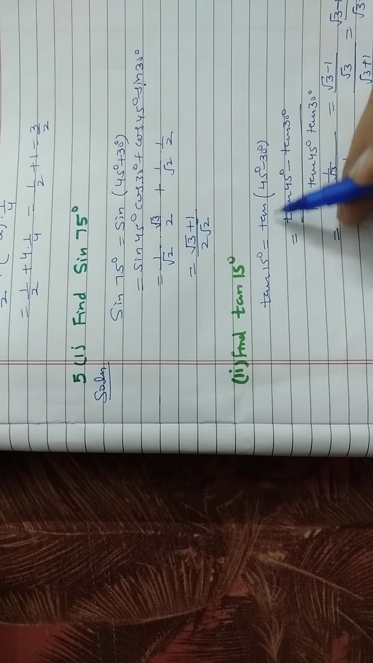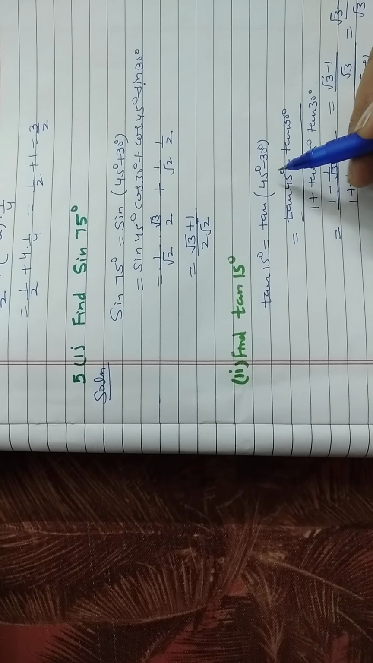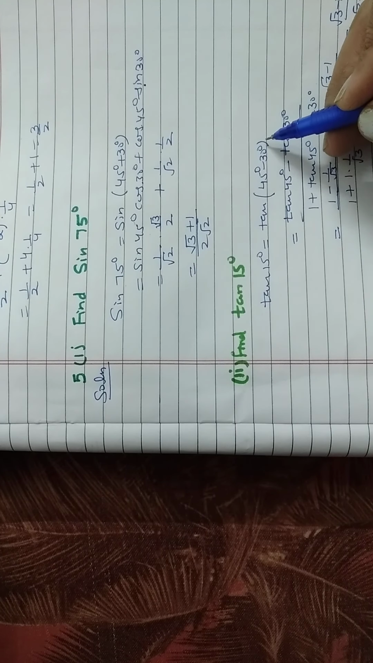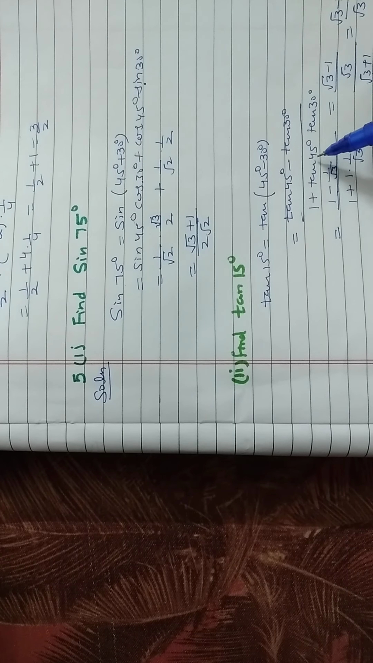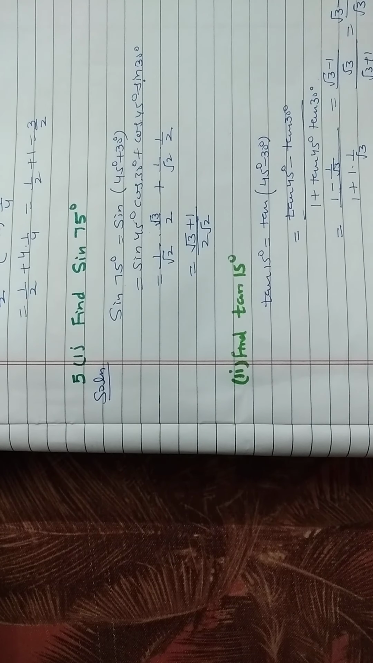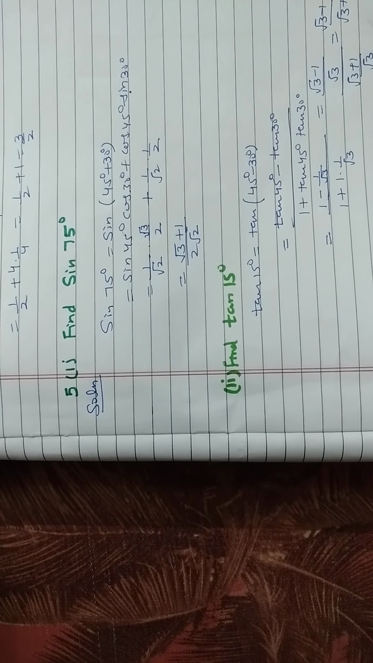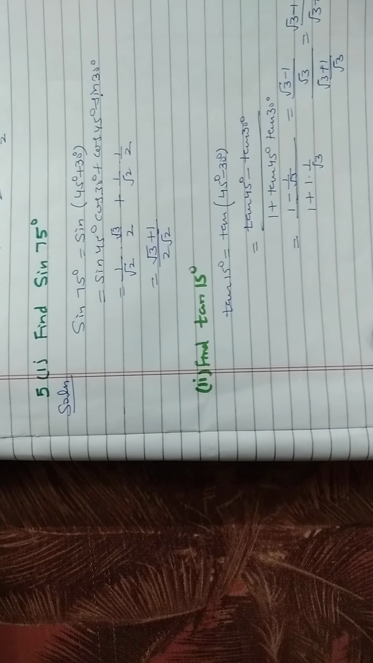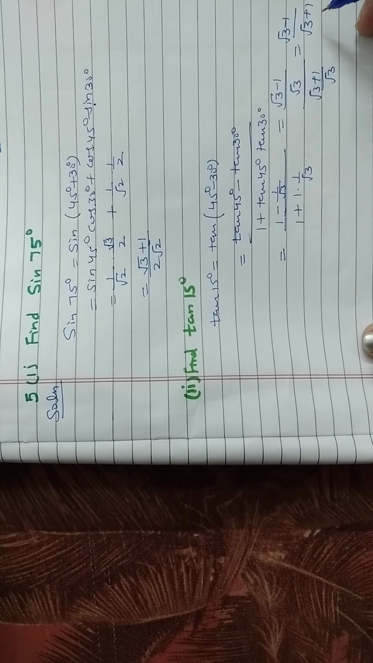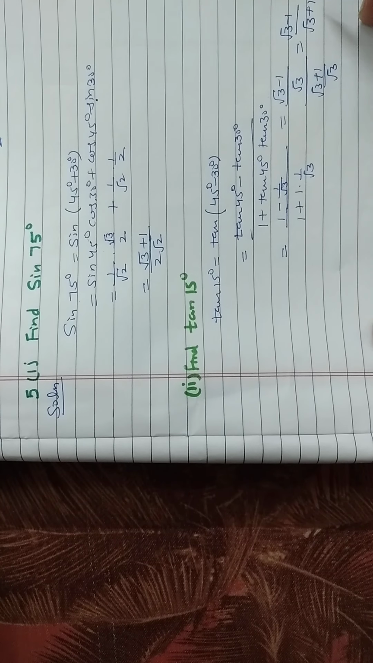Similarly tan 15 you don't know, but you may write 15 in the form 45 minus 30. Now what is this? Tangent(A-B) is tan A minus tan B over 1 plus tan A tan B. Now put the values of 45 and 30 here. You know the value of tangent 45 and tangent 30 degrees. So after putting the values, you will get root 3 minus 1 over root 3 plus 1. Clear?